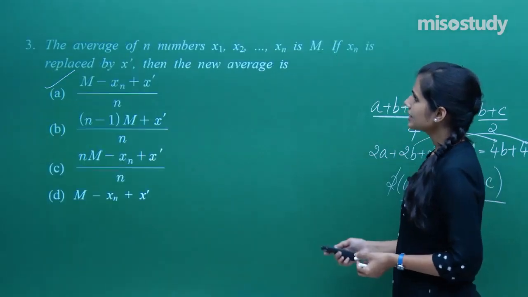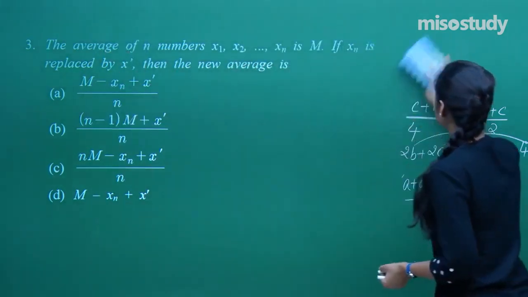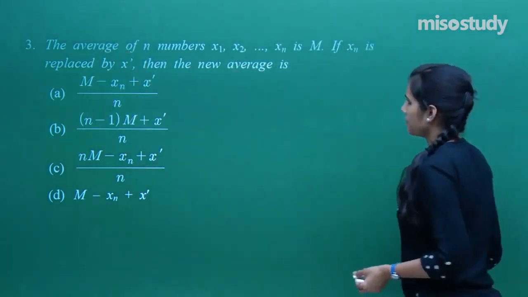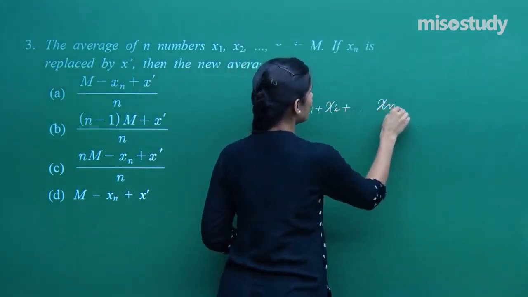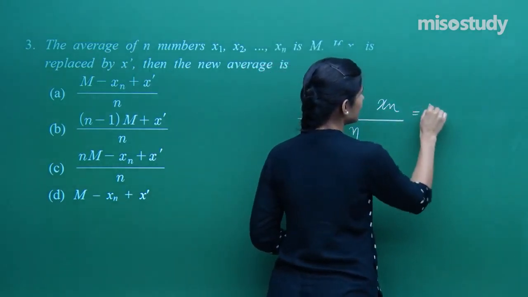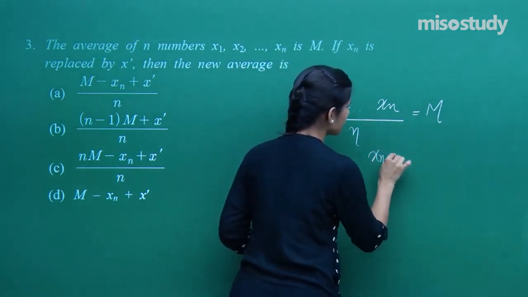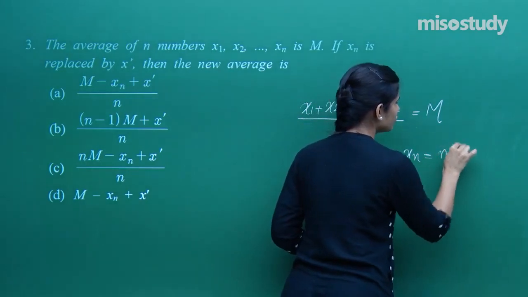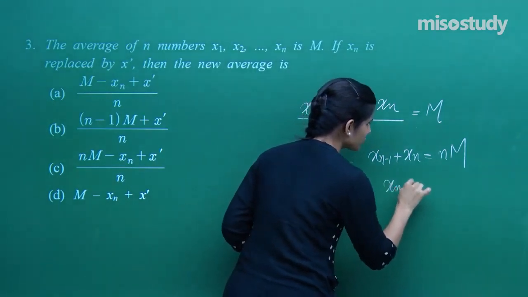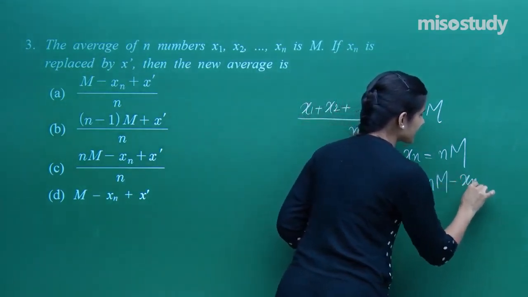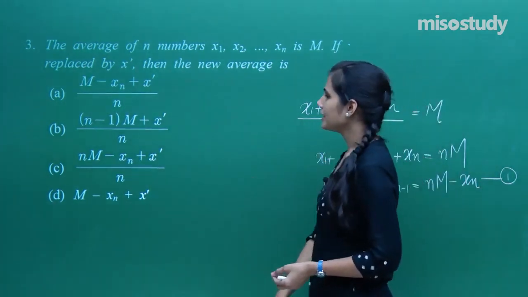Moving on to the next question, it says that the average of n numbers is given to you as capital M. That means x1 plus x2 plus and so on xn, whole upon n, is capital M. This means x1 plus and so on xn minus 1 plus xn is n into M. I can say x1 plus and so on xn minus 1 is equal to n into M minus xn.